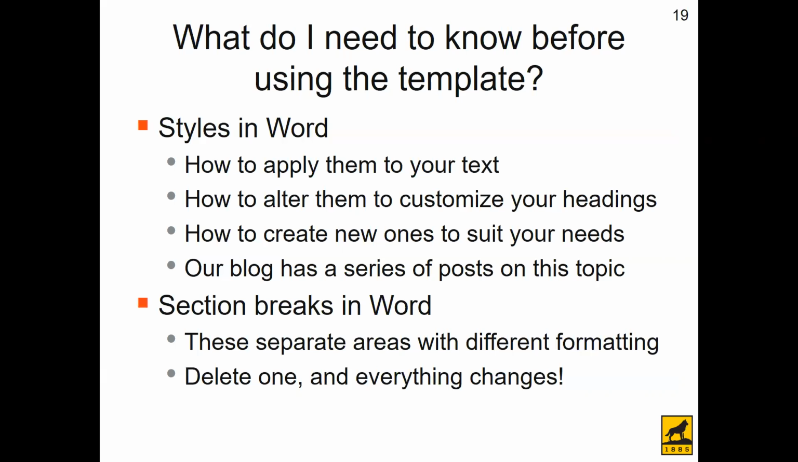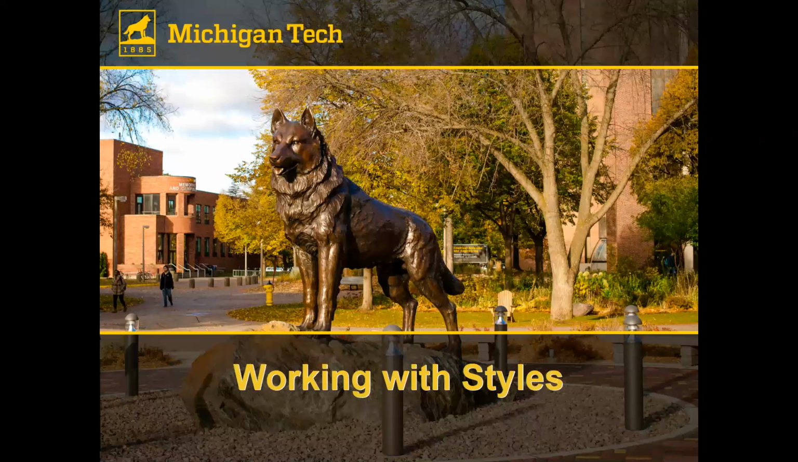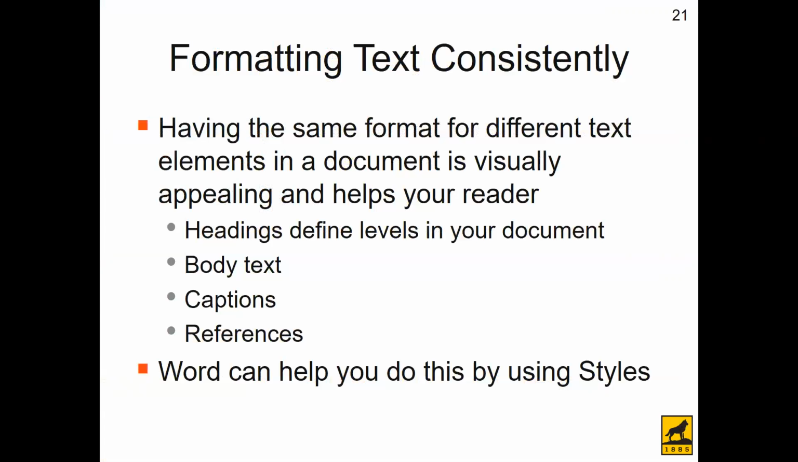So styles, I'm going to go through the description and then I'll do a demo of them. But styles are a way to have the same format. Having the same format for different text elements is visually appealing and will help your reader. So having the same style of text for heading 1 throughout your document is going to make it look nicer. Having the same format of text for all of your chapter headings is going to look good. The same format for all of your text. You wouldn't want single spacing on page 1 and double spacing on page 2 and line and a half on page 3. That would just confuse people. They'd be like, why are you changing? It doesn't make sense to me.